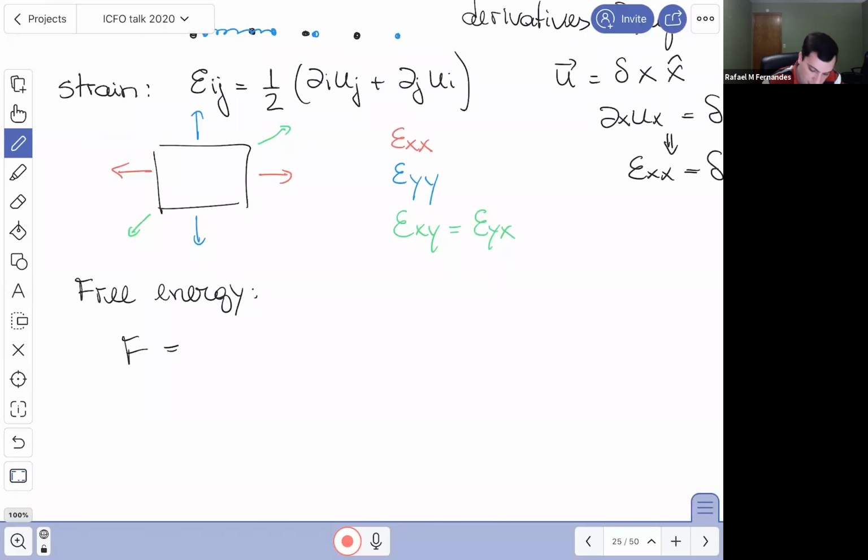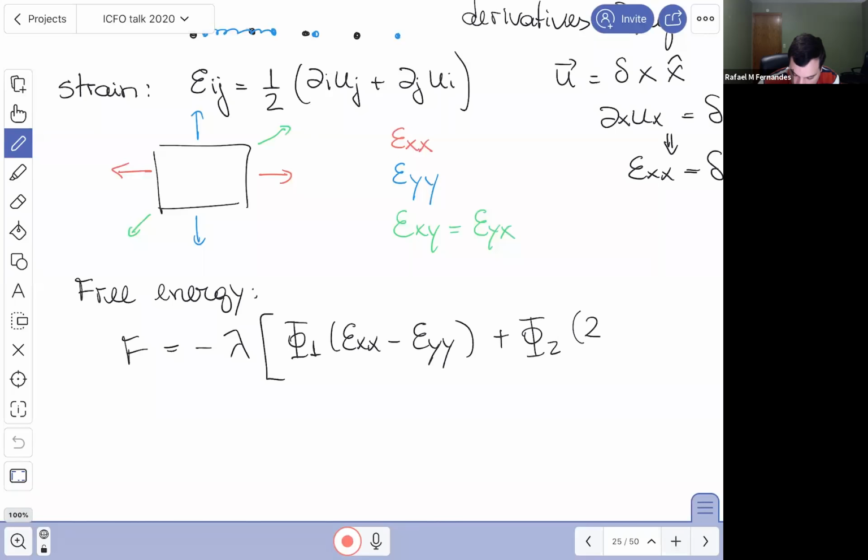My free energy actually will be, I'm going to put a coupling constant lambda, it doesn't matter what it is. And the way that I couple it is phi 1 couples to epsilon xx minus epsilon yy, and phi 2 couples to 2 epsilon xy. That's the free energy, okay? I think you can understand why these are the couplings, right? xx minus yy is the same as x squared minus y squared, which was the form factor that I had earlier. But what you see immediately is that there's a linear coupling. So if I apply strain, I necessarily get nematic order, or if I have nematic order, I necessarily get strain.